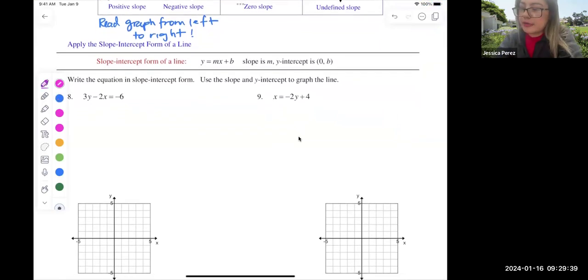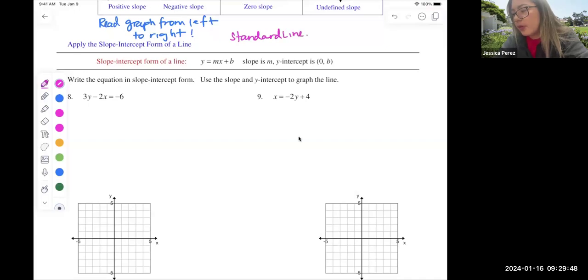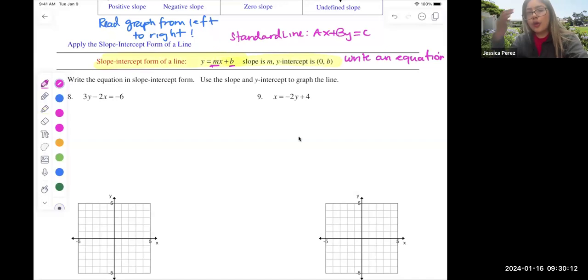So what we did in the first section of this lecture was we saw the standard form. The standard form of a line was defined as ax plus by equals c. Now we're going to learn a new format that's called the slope-intercept form of a line. And what is so special about it? Once you know the slope and the y-intercept, you are allowed to write an equation in that format.